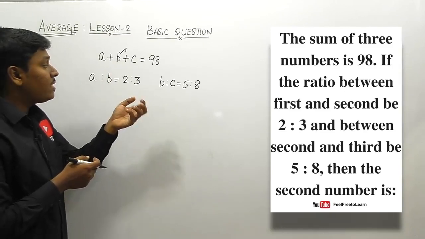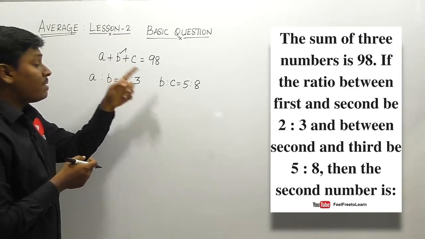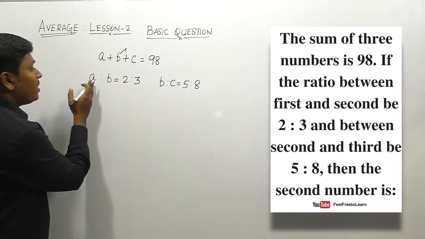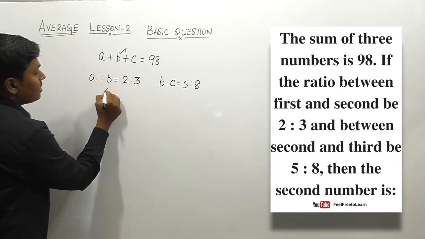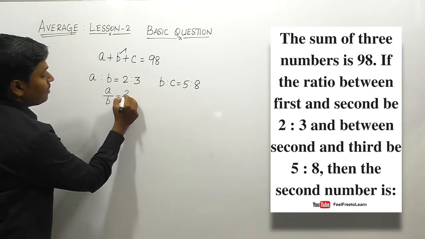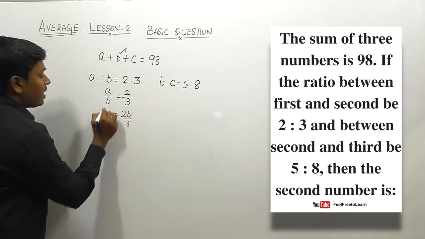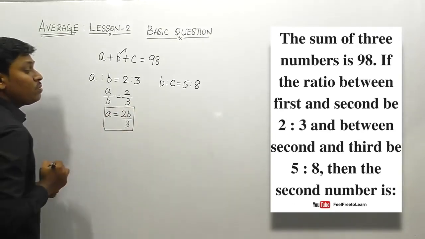So friends, our target is to find the second number, so I'm just going to convert the complete expression in terms of B. Listen here friends, we know that A is to B will be 2/3. So this can be written as A by B is equal to 2/3. So A is equal to 2B/3. So finally we can say that the value of A will be 2B/3.